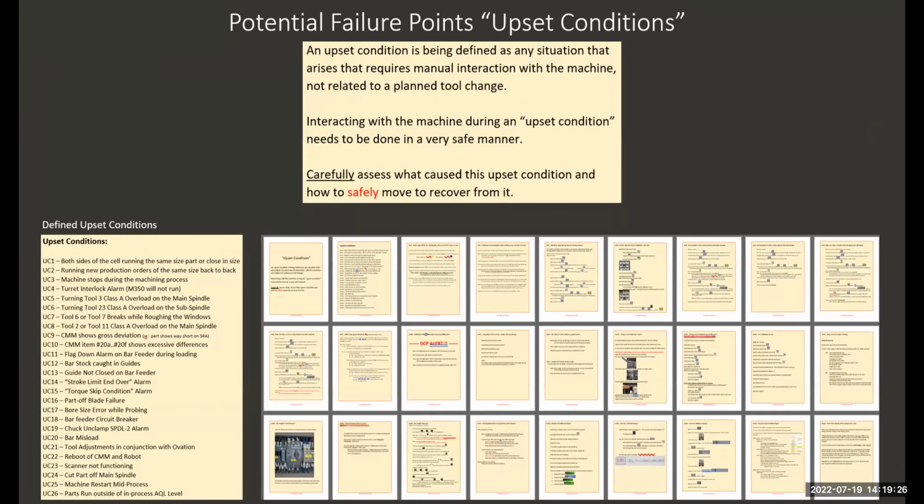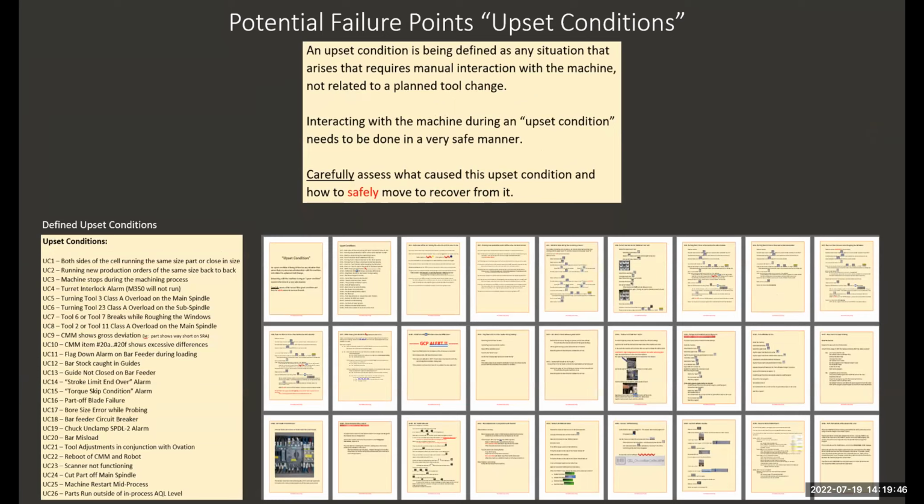The last step in my journey to stability was to define the potential failure points. We call them upset conditions, and to document how to safely recover from them. An upset condition is being defined as any situation that arises that requires the manual interaction with the machine, not related to a planned tool change.